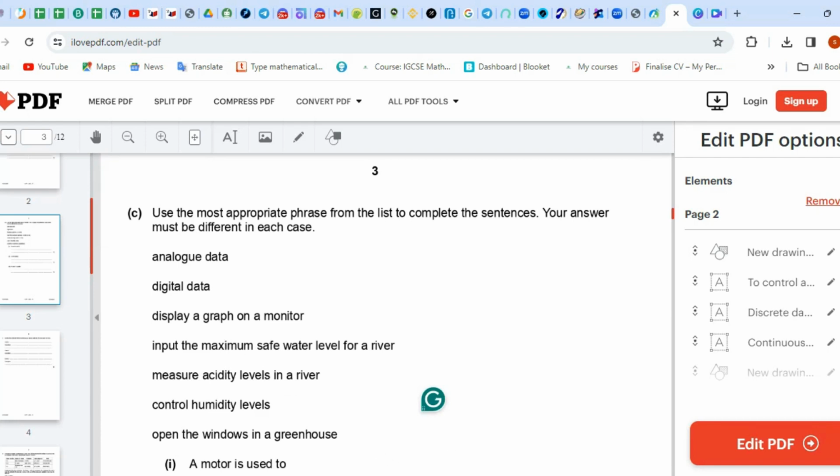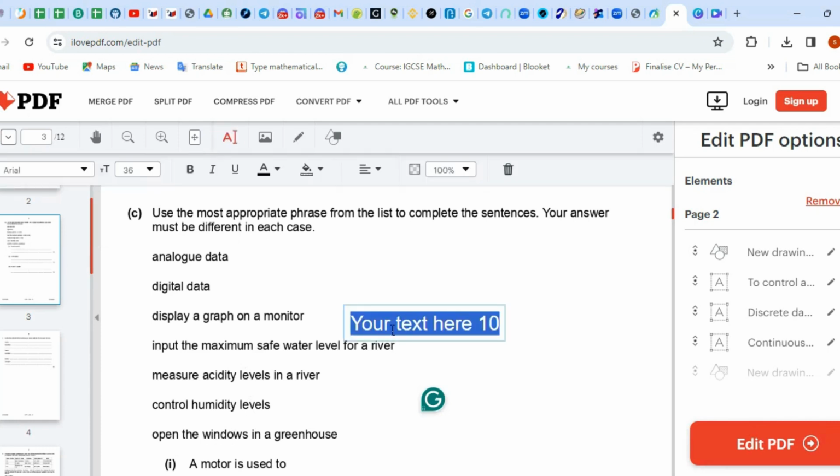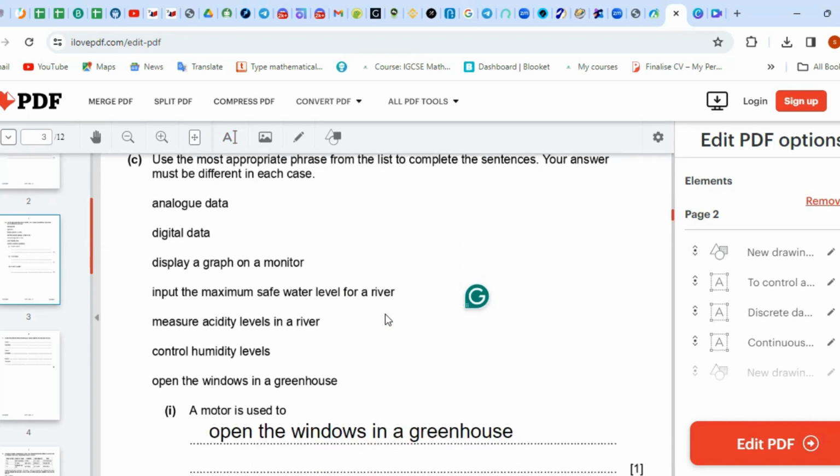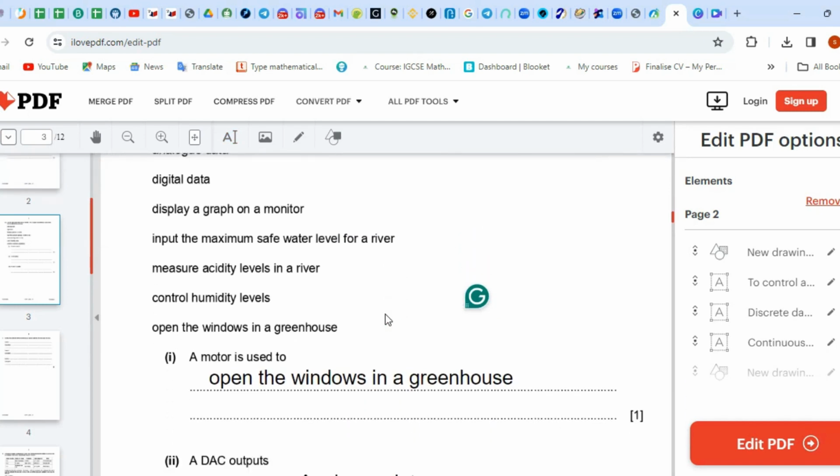Question 1 says, a motor is used to what? A motor is used to, correct, open the windows in a greenhouse. So we type it there: open the windows in a greenhouse. That's the correct answer.